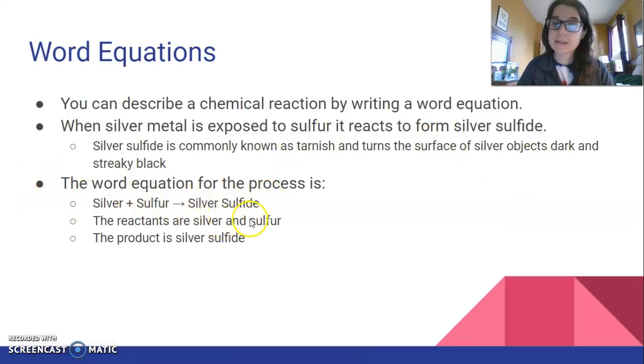The reactants are silver and sulfur, on the left side of the equation, and the product is silver sulfide, on this side. Sometimes you have more than one product, sometimes you only have one reactant, so the numbers don't really matter. What matters is which side of the arrow these things are located on.